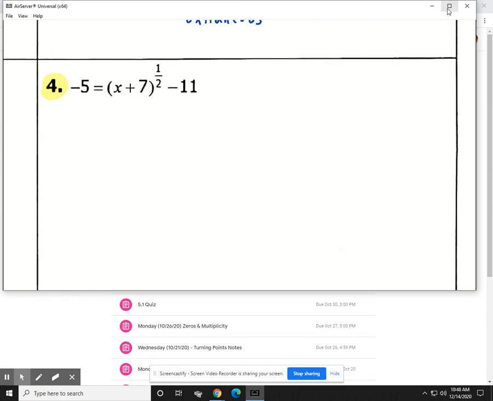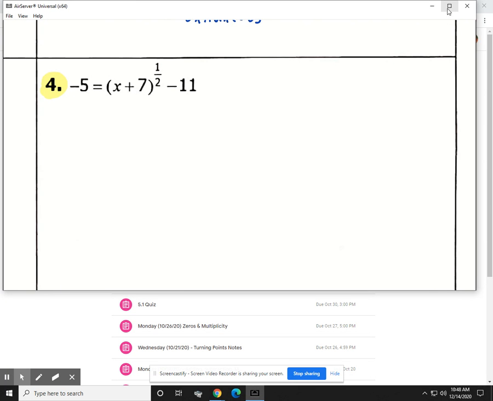Let's look at number 4. The answer for that one is 29. X should have equaled 29. Okay? Anybody have a question on that one? You want to go over it? Okay, here we go.